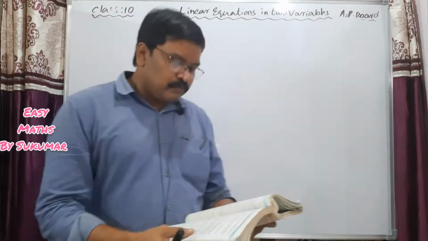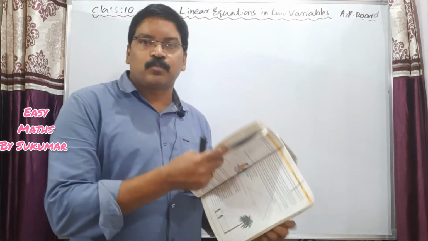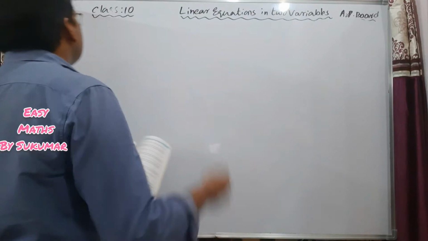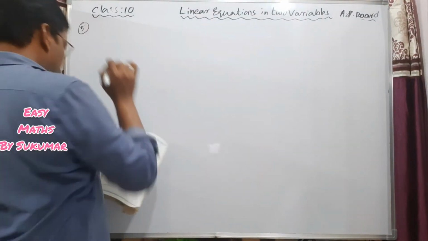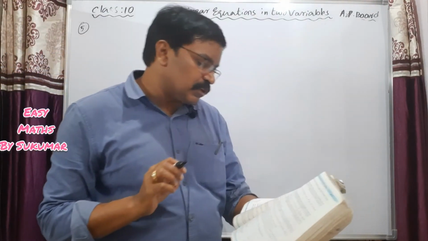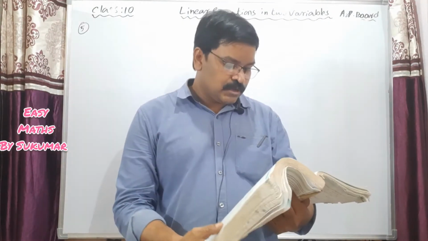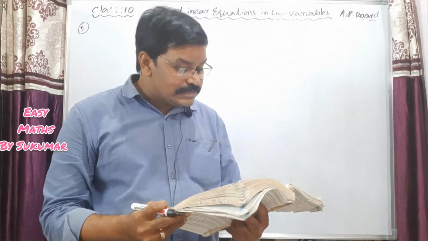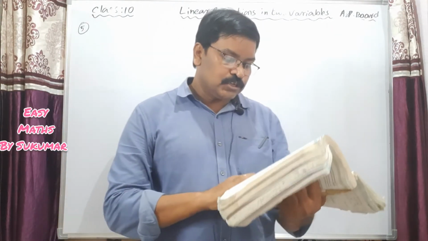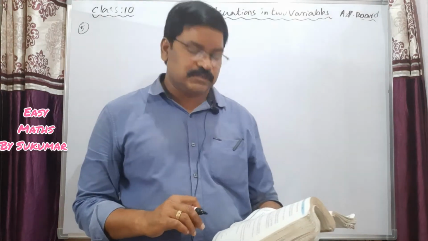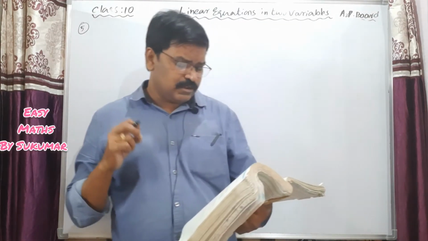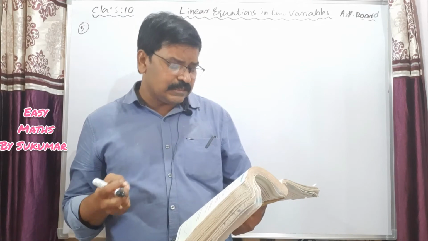Okay. Fifth question in this Exercise 4.1. The question is like this. 5 pencils and 7 pens together cost 50 rupees, whereas 7 pencils and 5 pens together cost 46 rupees. Find the cost of 1 pencil and that of 1 pen.